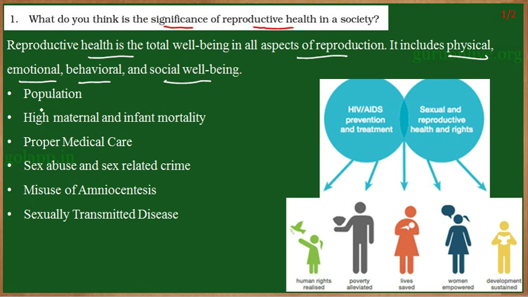The problems are population. So day by day, as the population increases, many problems start arising related to population. It might be for the basic needs. There will be more competition for the basic needs, for the income, for the job, for the survival. So population is one of the important aspects which is related to reproduction.